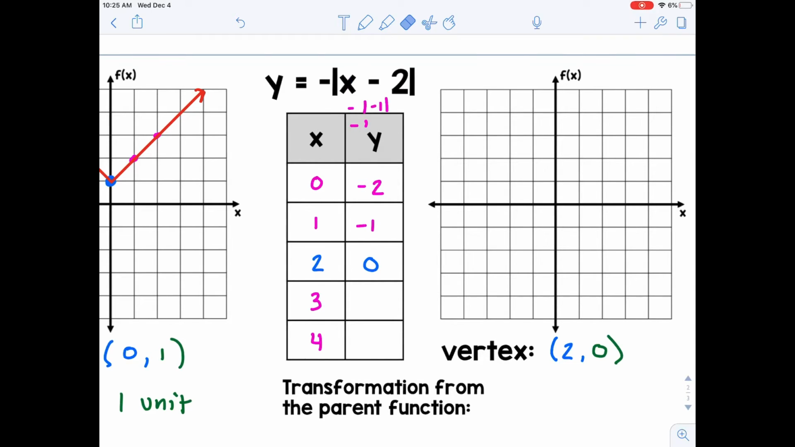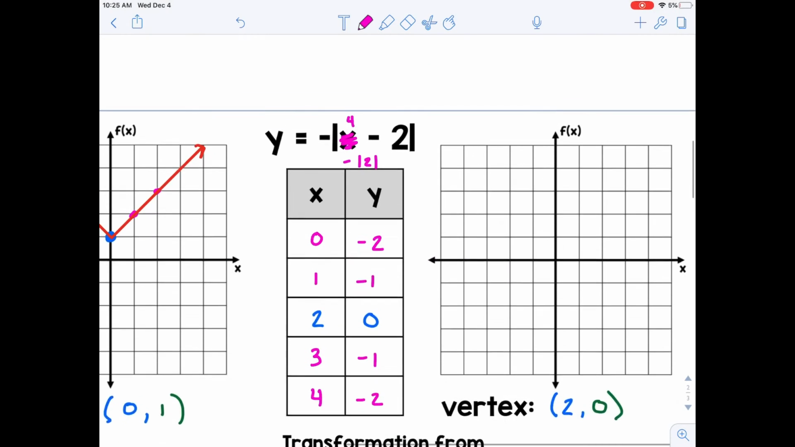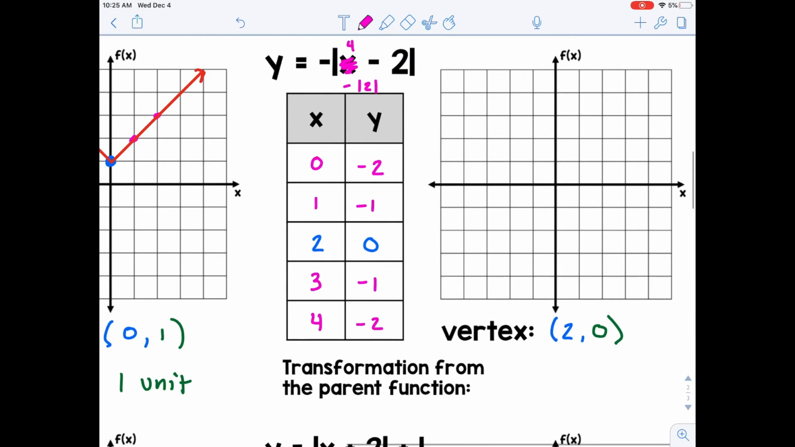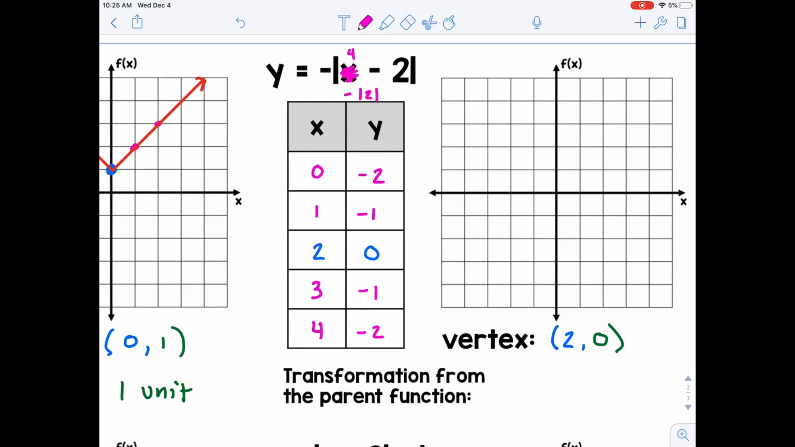If I plug in 3, 3 minus 2 is 1. Negative out in front makes this a -1. If I plug in a 4, 4 minus 2 is 2. The absolute value of 2 is 2, but the negative out in front makes that a -2.